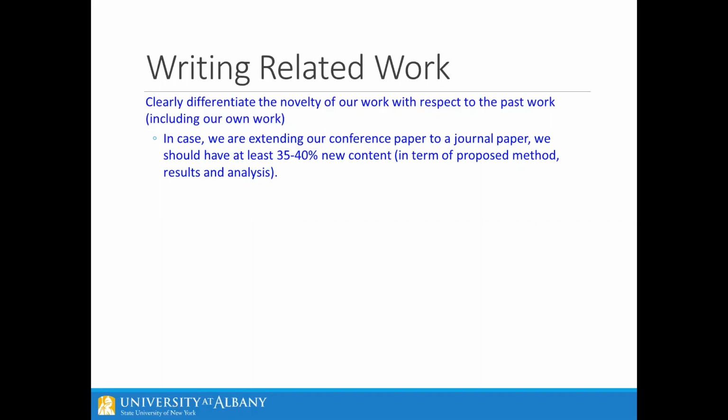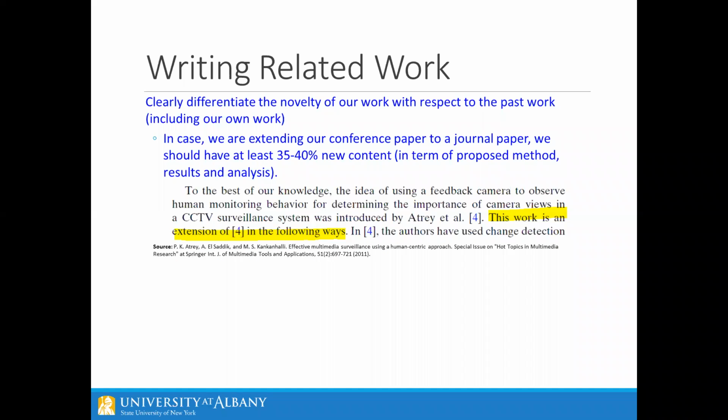In that case, we generally should have around 35 to 40% new content, mostly in the proposed method and result analysis. So we have to add more angles, more dimensions to the proposed method, and we also need to do more experiments, provide comprehensive results and analysis, etc. So there should be around 35 to 40% extra content from a conference paper to a journal paper. Okay. How do we cite this? How do we mention that this is an extension of the previous work? So this is an example here.